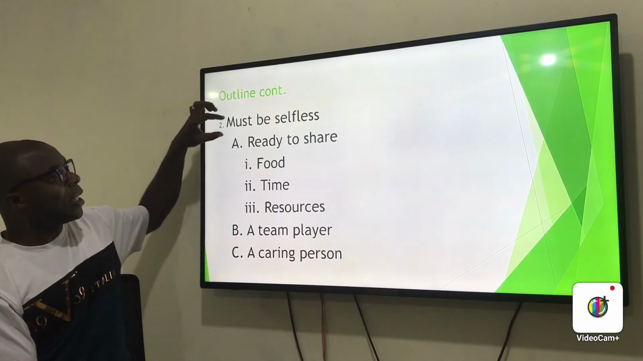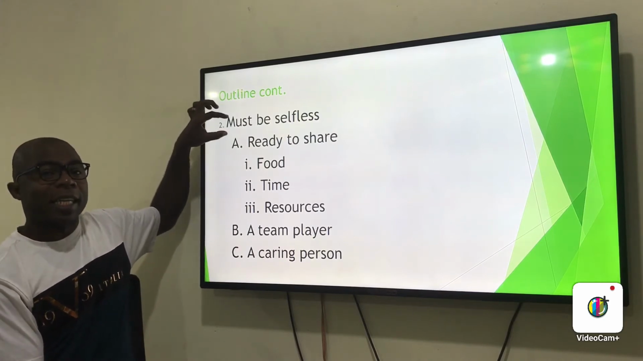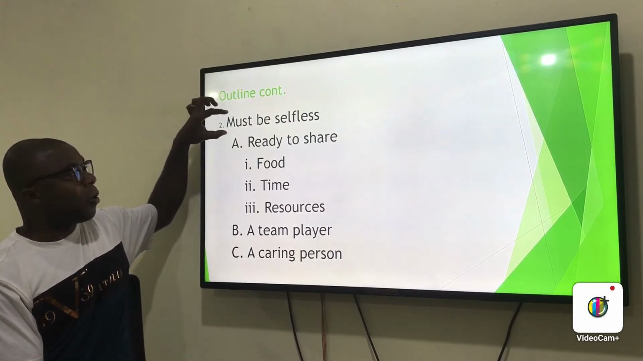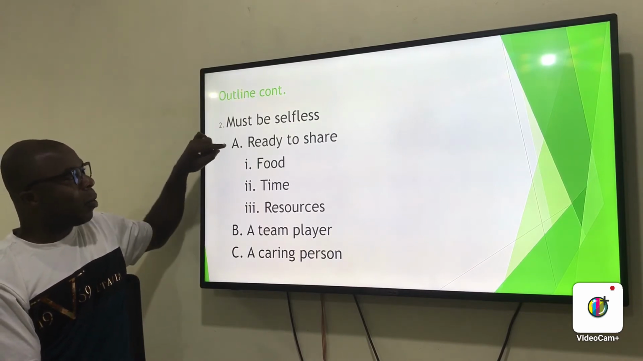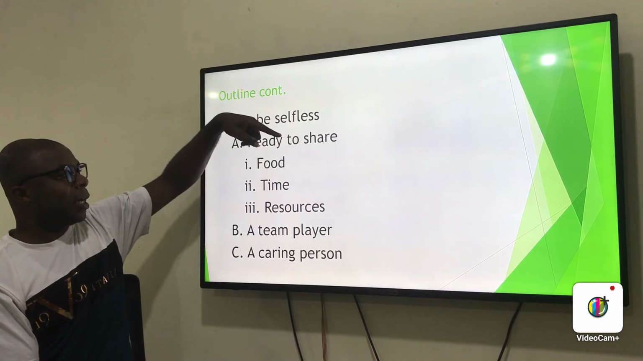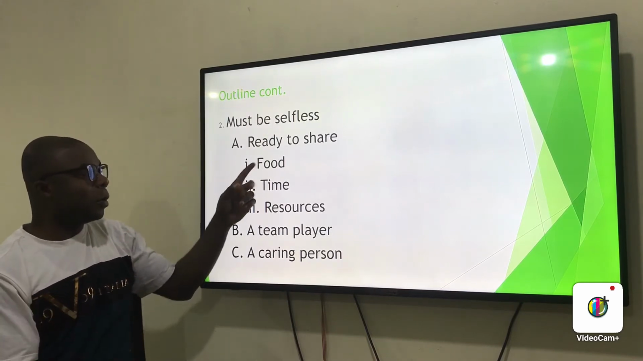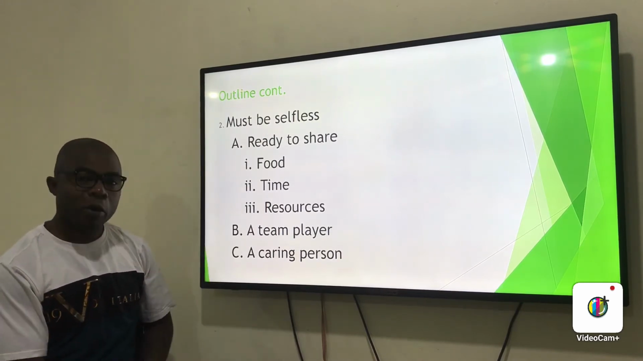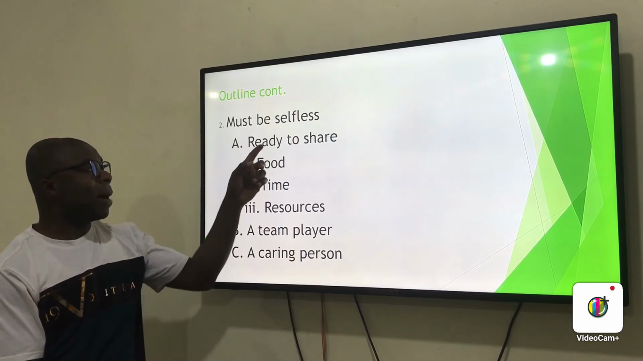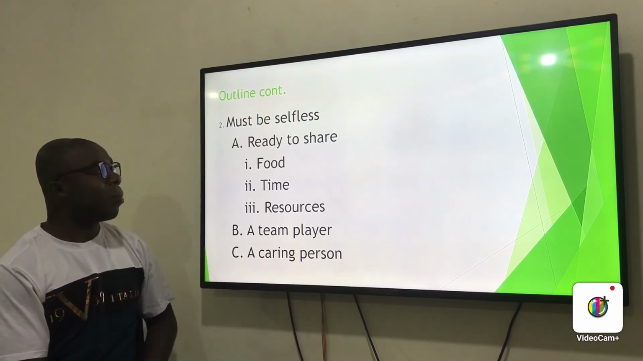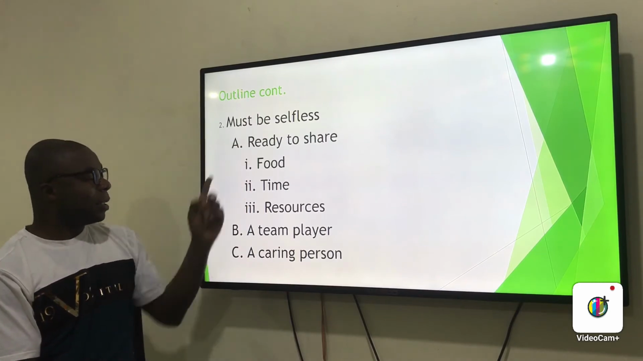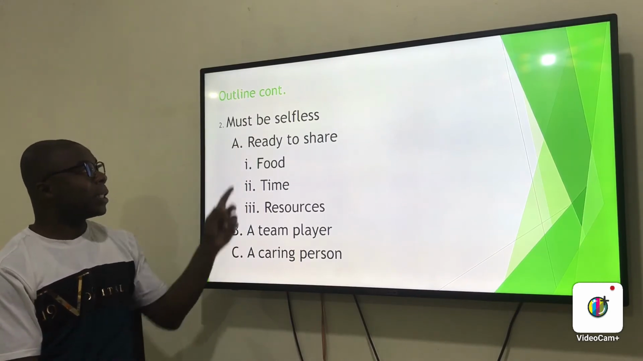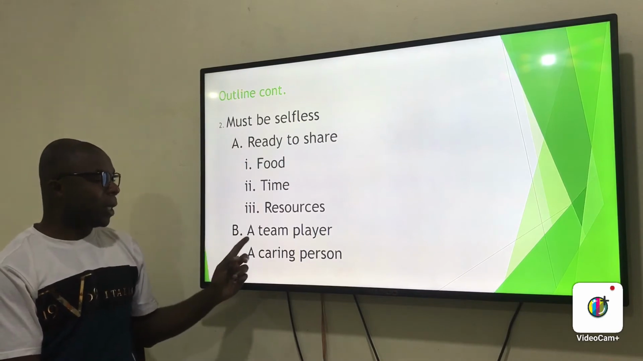So this is a topic sentence. Let's take it like that, even though it's just topical. The topic here is, must be selfless. And then we have one major point, should be ready to share. And we have minor points, maybe food, maybe time, maybe resources, becoming minor points to support the major point, ready to share. And then we have another second major point supporting this topic, must be a team player.